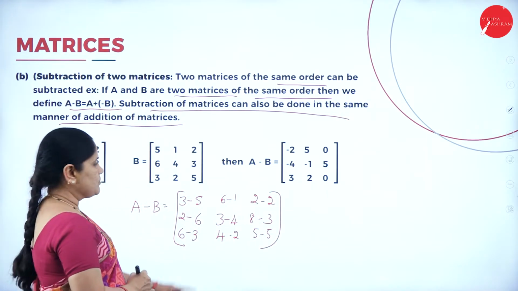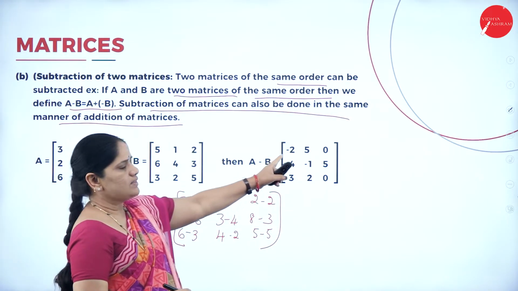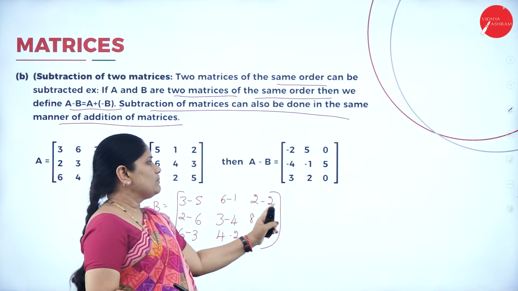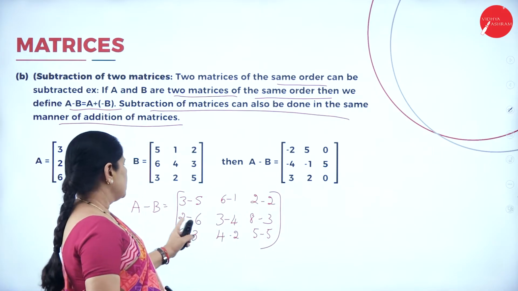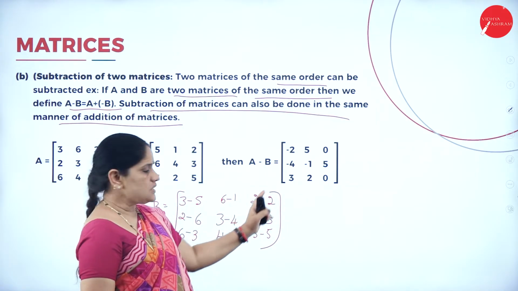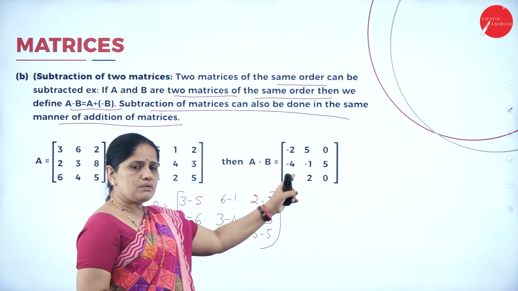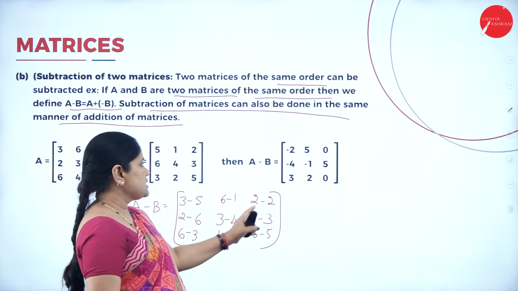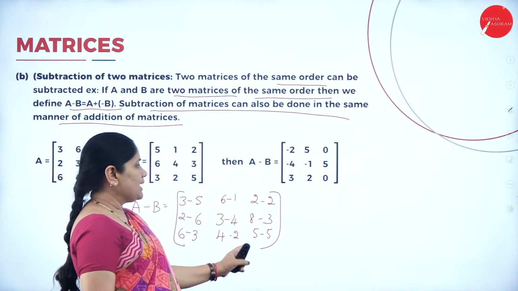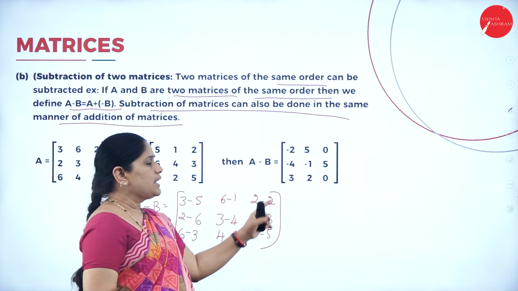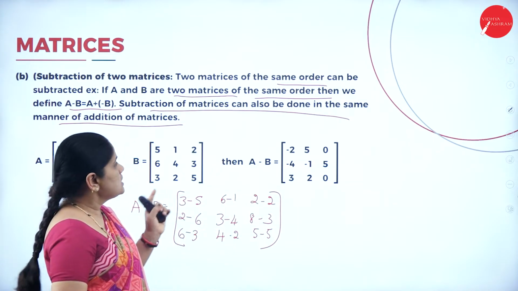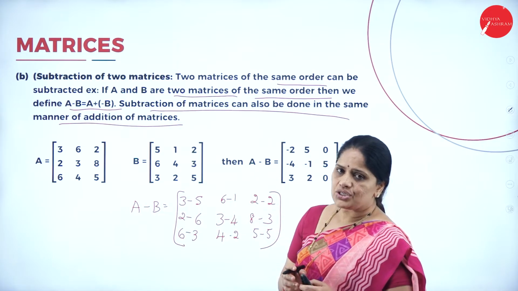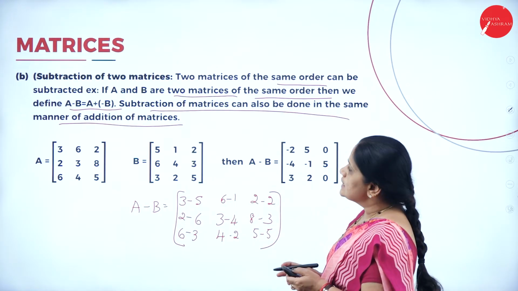Now, when we simplify this, 3 minus 5 is minus 2, 6 minus 1 is 5, 2 minus 2 is 0. Then 2 minus 6 is minus 4, 3 minus 4 is minus 1, 8 minus 3 is 5. 6 minus 3 is 3, 4 minus 2 is 2, 5 minus 5 is 0. So, this is how we will be subtracting the matrices. The only condition is both of them should be of the same order.